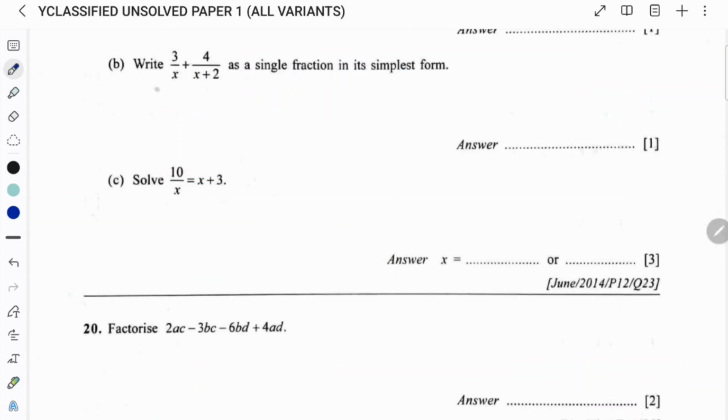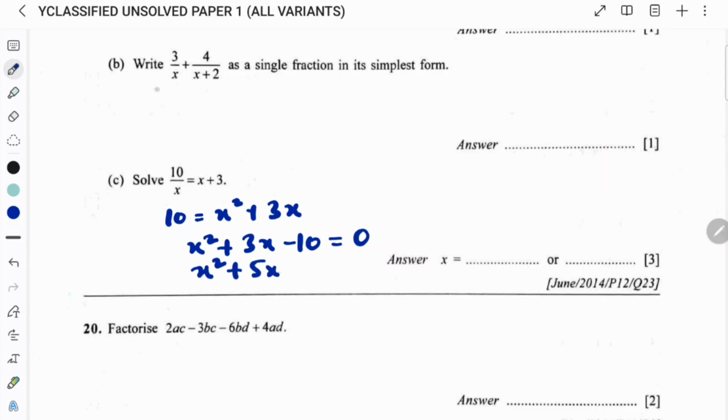Skipping questions now. Alright, do one more part. This is solve 10 upon x equals x plus 3. So this type of equation solution, 10 is equal to x squared plus 3x. Rearrange the question and then solve it. So you will have x squared plus 3x minus 10 equals 0. Breaking the middle term, 5 times 2 is 10, x squared, because the product is negative, plus 5x minus 2x minus 10 equals 0.